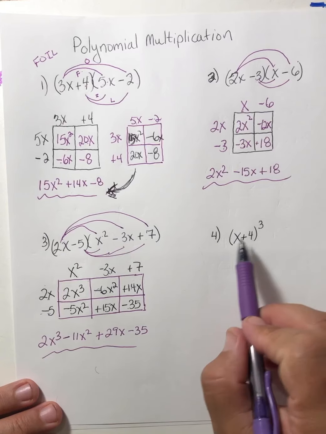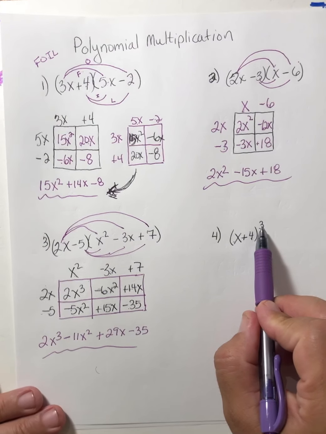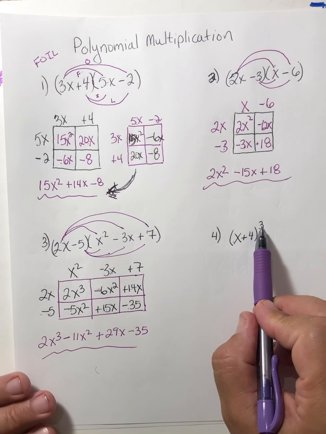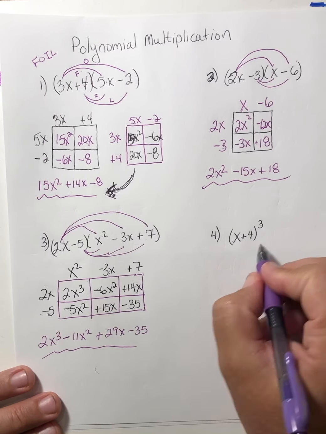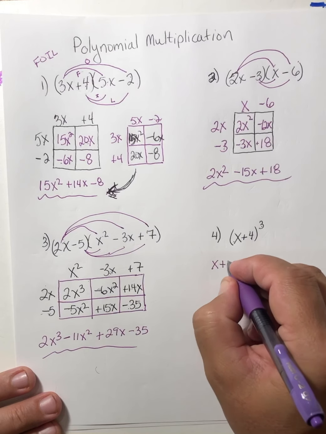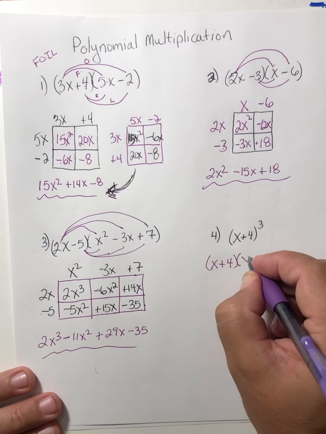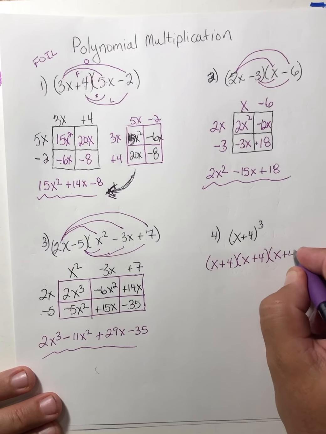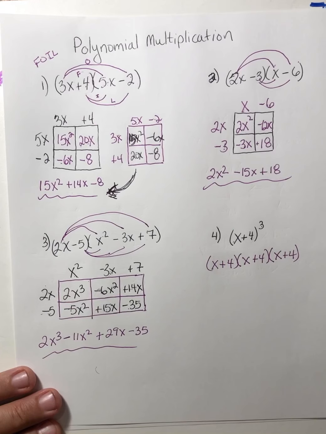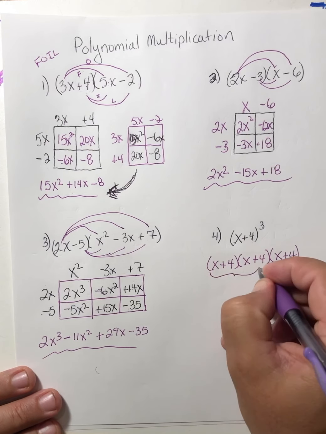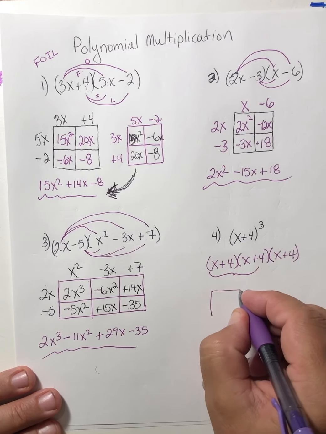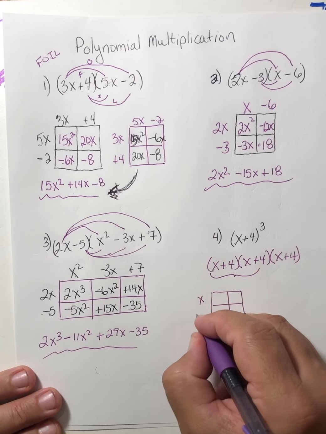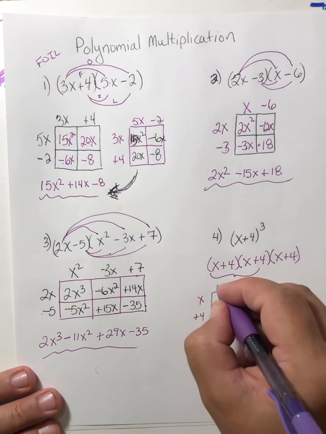This one's a little bit different: x plus 4 to the power of 3. We do the exact same thing. So I'm going to write this out 3 times. But remember, when you multiply numbers together, you only multiply 2 at a time. So I'm going to start with these 2. I'll get my grid out. I have my x plus 4 and my x plus 4.